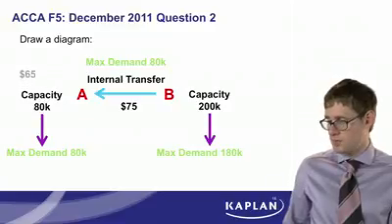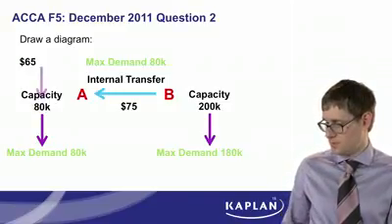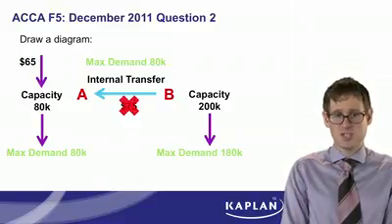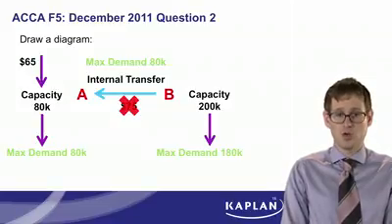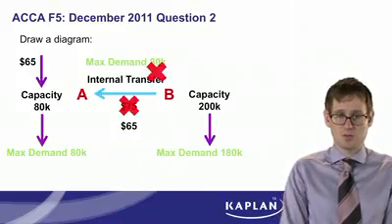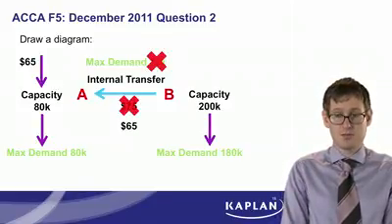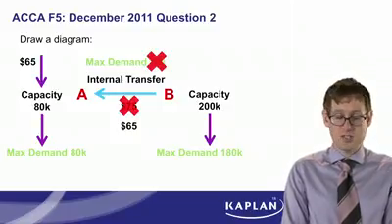These include in this question the fact that Division A can now purchase bath fittings externally for $65. This means that Division B would need to lower its transfer price. If not, Division A will simply ignore Division B, and Division B will end up with underutilised capacity. So B lowers its price to $65. This means then that the maximum demand from Division B to Division A will now be only 20,000 units.